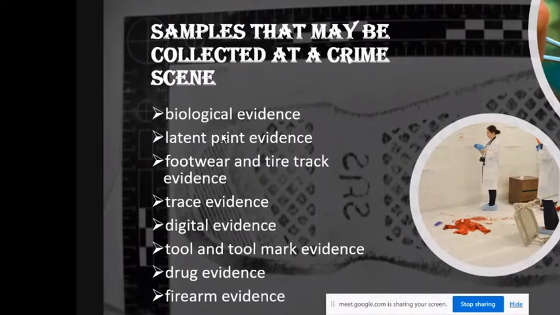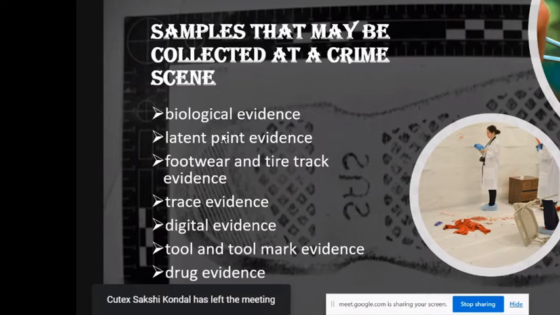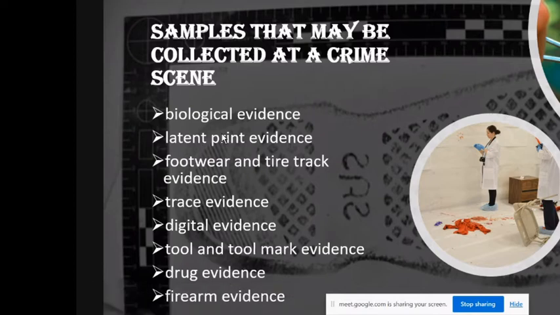Then we see latent print evidence, as for example, fingerprints, palm prints, footprints, etc. Footwear and tire evidence, track evidence, as for example, if it's a muddy area or a wet floor, the criminal may leave his or her footprints behind, or it can even be the print of the tires of a car. Then we see trace evidence, as for example, fibers, soil, vegetation, grass fragments, etc.